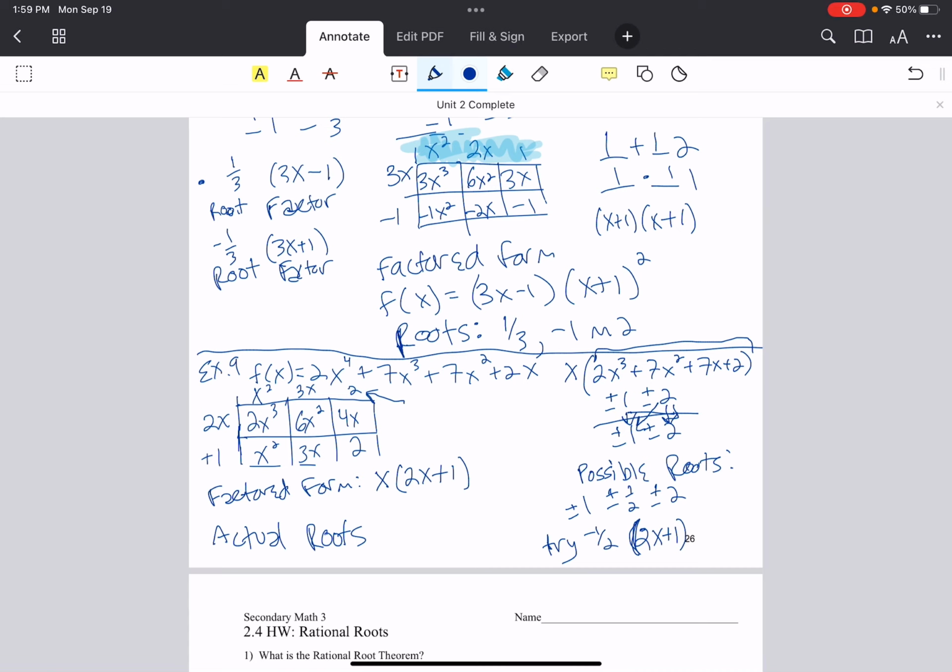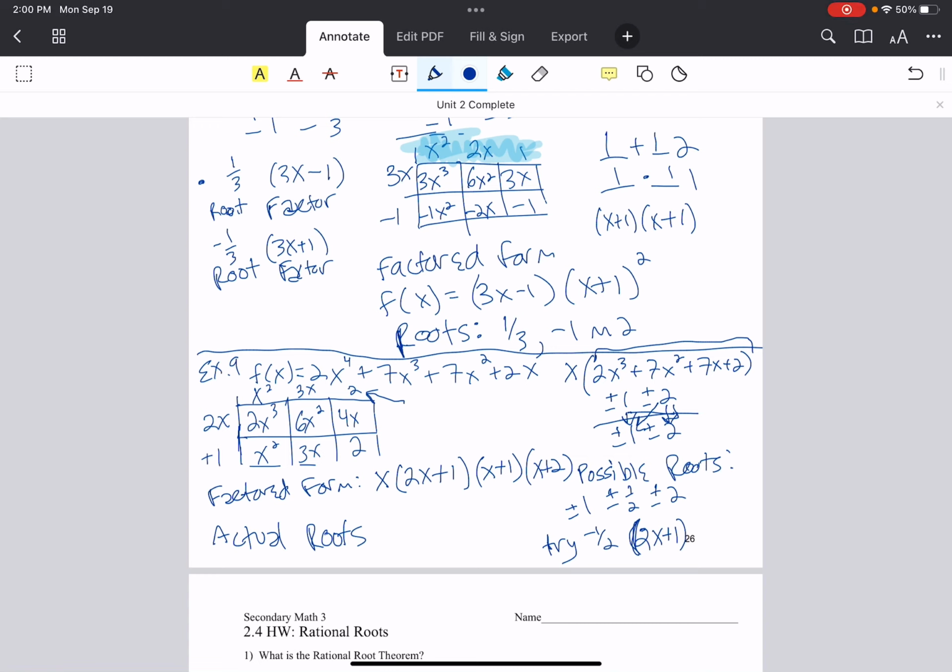Anybody get it? I'll do Abby. I've heard from Ashley. F of x equals x, parentheses 2x plus 1, parentheses x plus 1, and then x plus 2. Does it matter what order I put those parentheses in? No, as long as all four are represented, right?